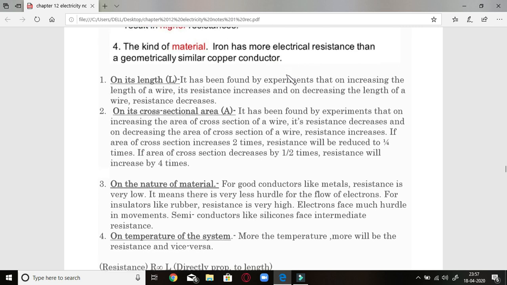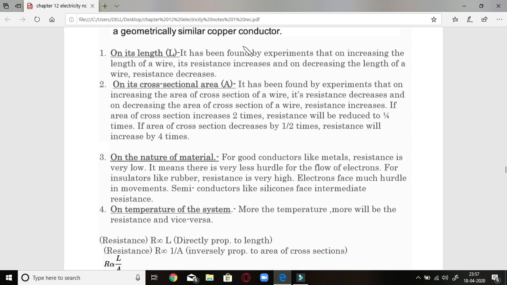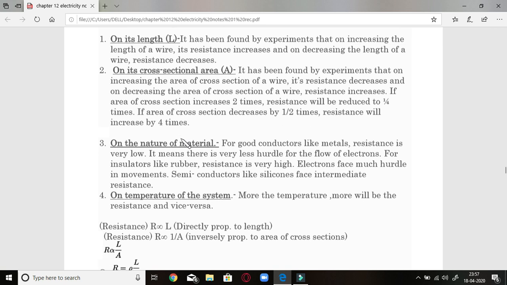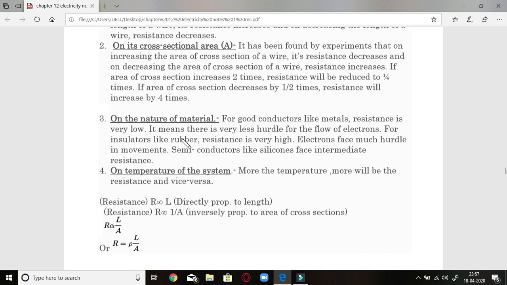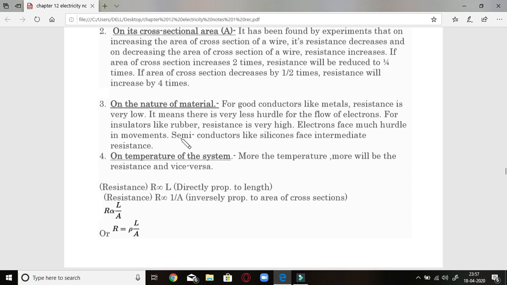Further, I have again discussed the same factors here. It depends on the length, it depends on the area of cross section. If you increase the area of cross section by 2 times, or make the wire thicker by 2 times, resistance will be reduced to 1 by 4 times. And if you make it thin by half, still thin, that resistance is going to be changed by 4 times. This will increase like this. Okay, so let us move further.